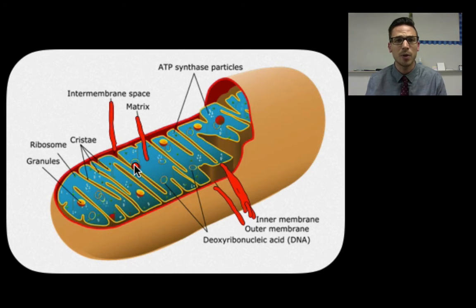Now, remember that mitochondria were once bacteria. So even within the mitochondria, you'll find that it has its own DNA. It's able to divide on its own. It's got its own ribosomes. And remember that endosymbiotic theory, which states that bacteria were taken in by cells, and those are what became eventually things like the mitochondria and even chloroplasts.